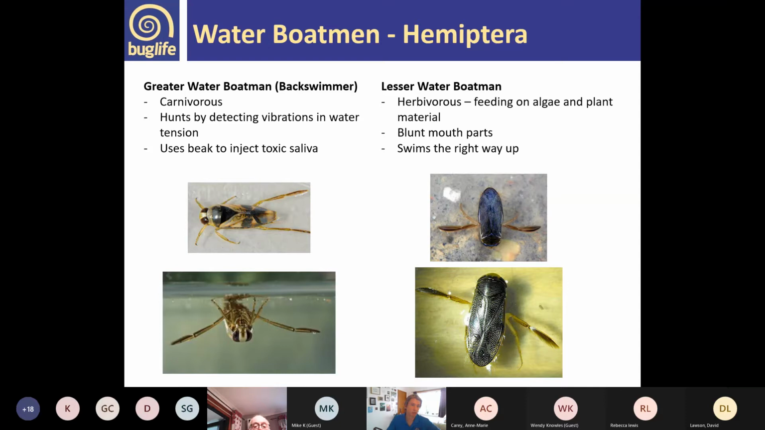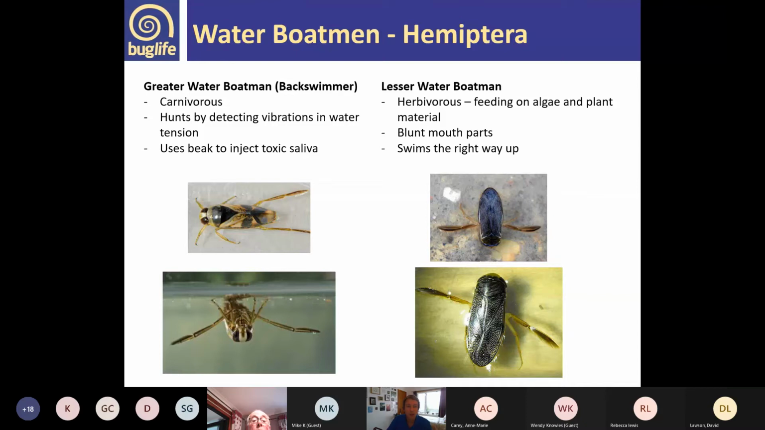So of the two species of water boatman, we have the greater water boatman firstly, which is, as the name would suggest, larger than the lesser water boatman. They're also known as back swimmers, often swimming upside down and very close to the water's surface, as you can see from the bottom left image on the slide here. So they're swimming just underneath the water surface in the same way that the other Hemipterans, the pond skaters, for example, are swimming just on the top surface of the water.